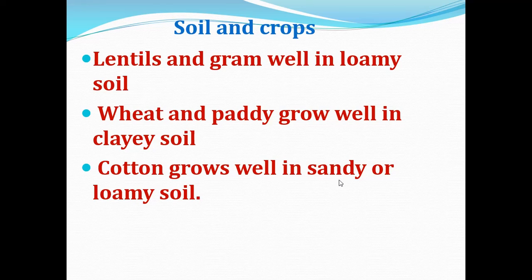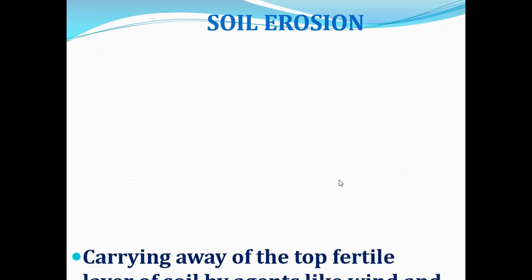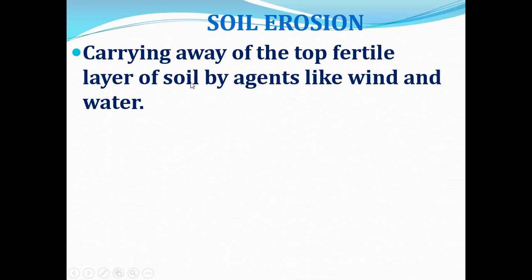Soil varies in color, texture and particles in different geographical locations. So in every region we can observe a difference in the soil color, size and soil particles. Now let's see about soil erosion. What is meant by soil erosion? Carrying away of the top fertile layer of soil.